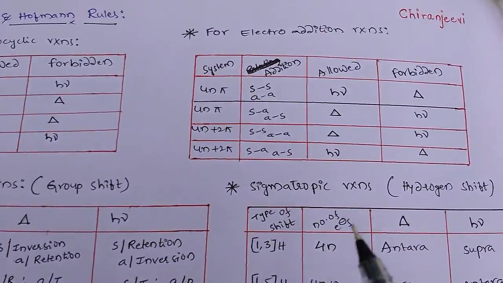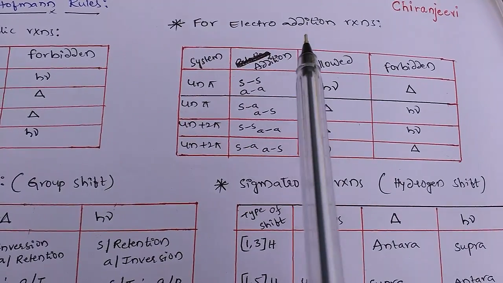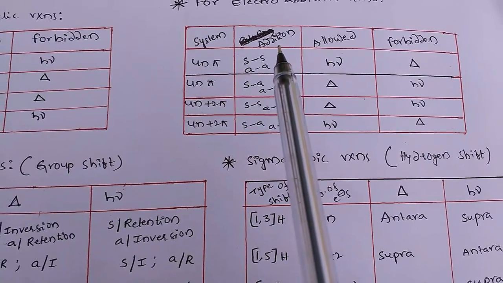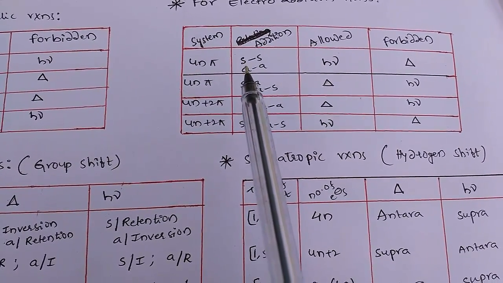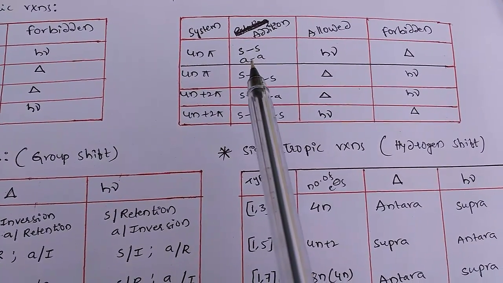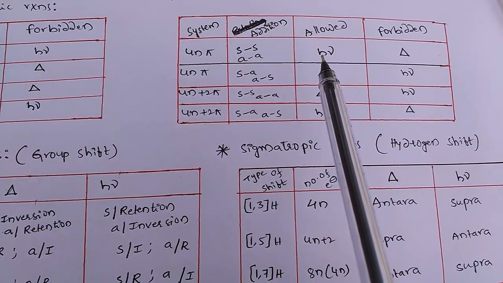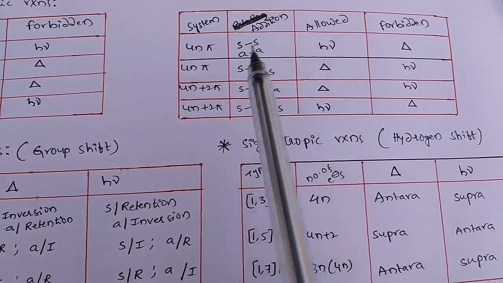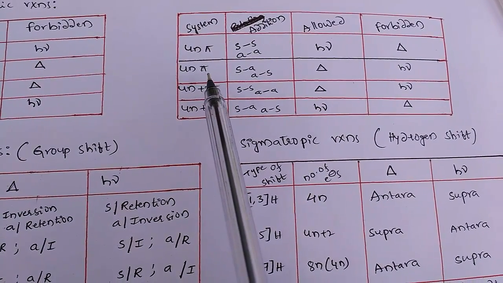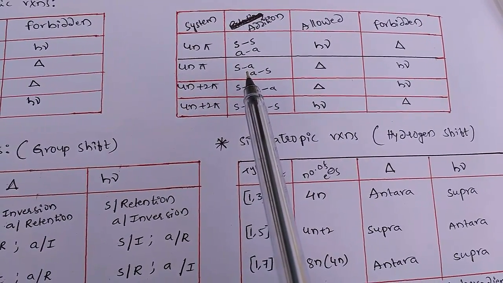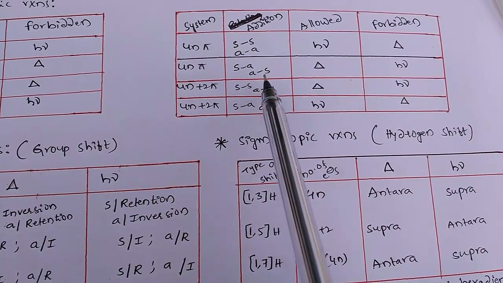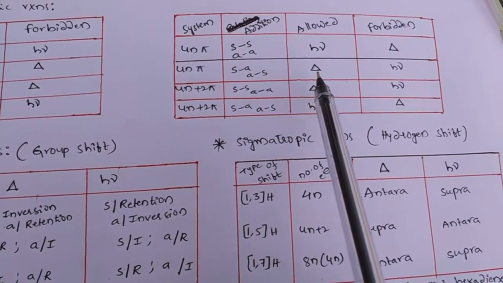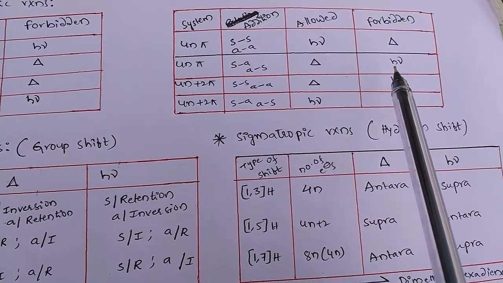Next, for cycloaddition reactions, if the system is a 4n pi electron system and the addition type is supra-supra or antara-antara, then that reaction is photochemically allowed and thermally forbidden. And if you observe a 4n pi electron system with supra-antara or antara-supra addition, that reaction is thermally allowed and photochemically forbidden.